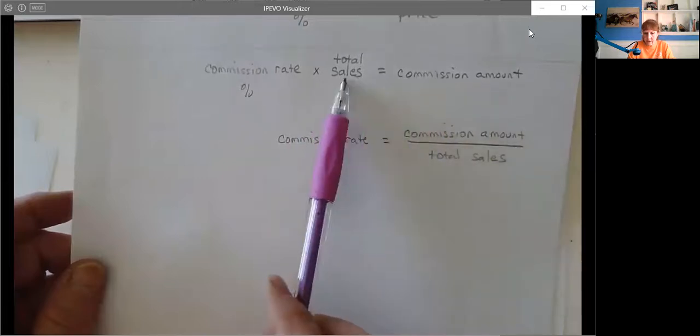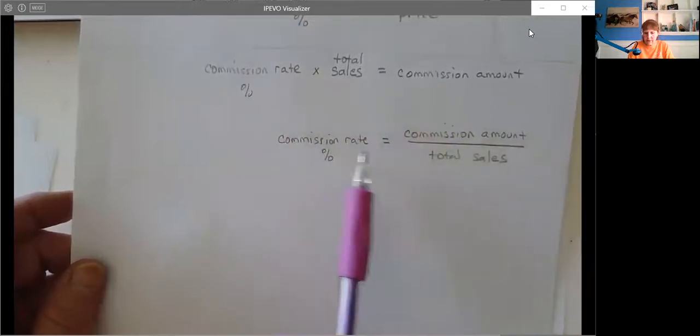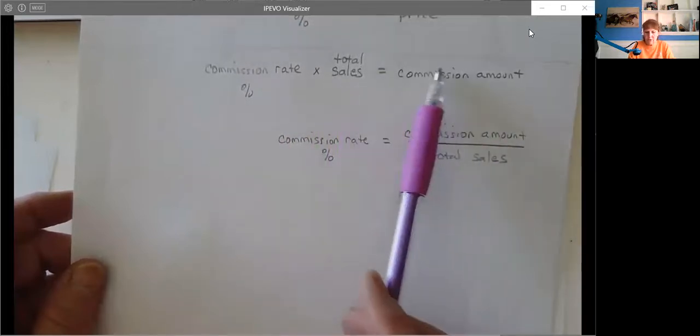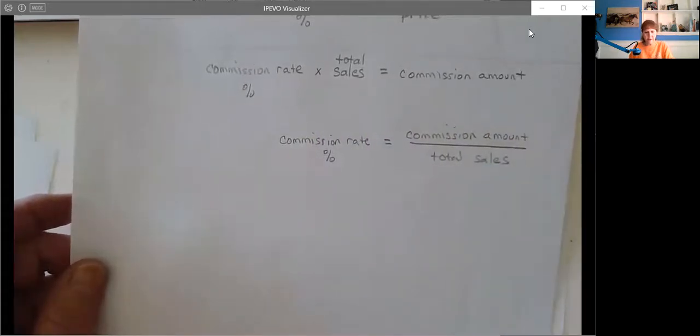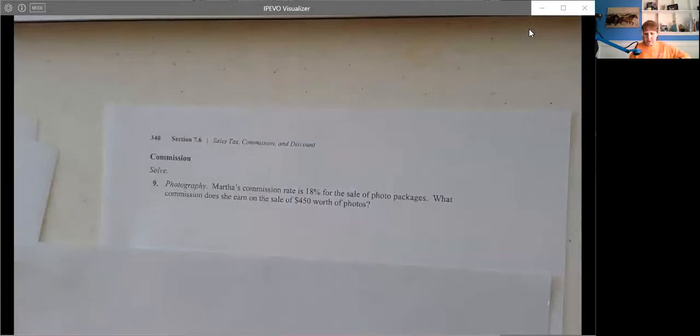I would use this one. If they're looking for the rate, use this one. So this one's used for either one of those. But if you want the commission rate, I would just go to this one. A little bit easier, and it's not too bad. Well, anyways, let's try one here.